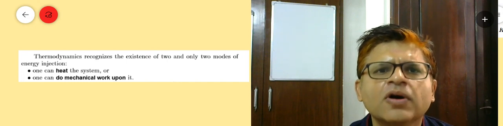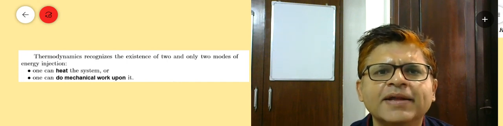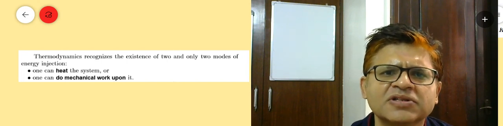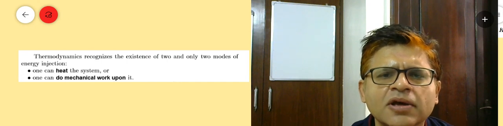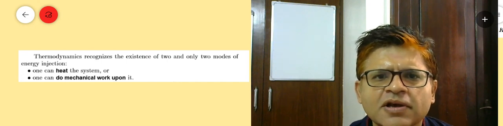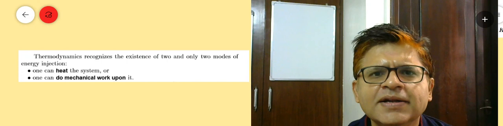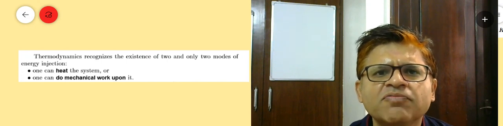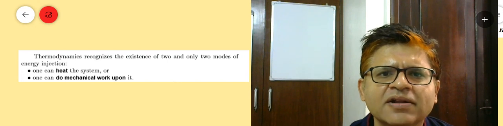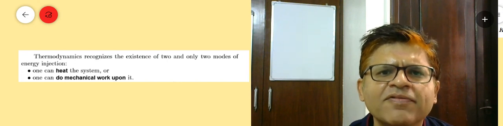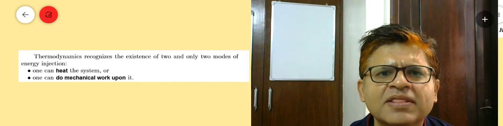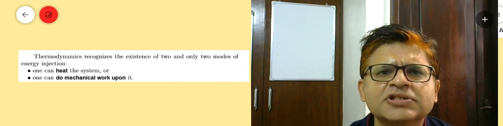If you do work on the system or you add heat to the system, these are the two ways you inject energy into the thermal system. So in all the numericals you're doing, you should clearly focus on whether in this case heat is being used to inject energy or some work is being done to inject energy. That's the way you start. Again, a very broad conceptual picture of the thermodynamic method of injecting energy into the system.